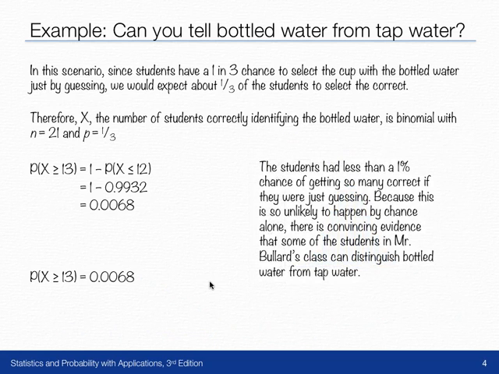So let's interpret what we saw here. The students have a less than 1% chance of getting so many correct, or even more than 13 correct, if they were just guessing. Because that's unlikely to have happened by chance alone, there's convincing evidence that at least some of the students in Mr. Bullard's class can distinguish bottled water from tap water. Probably some of those 13 just guessed correctly, but at least some of them can distinguish bottled water from tap.